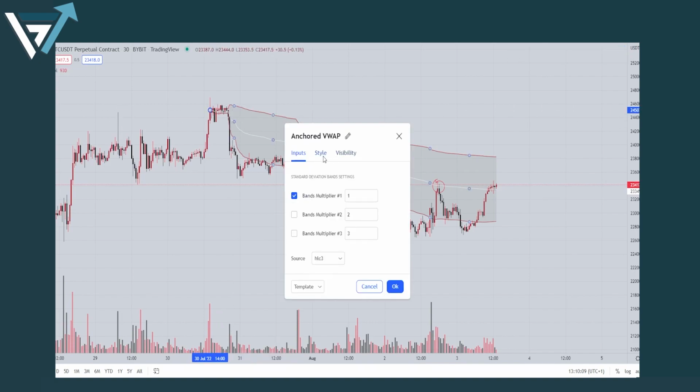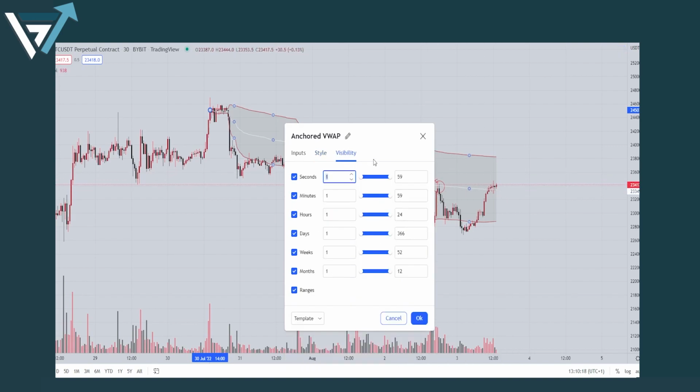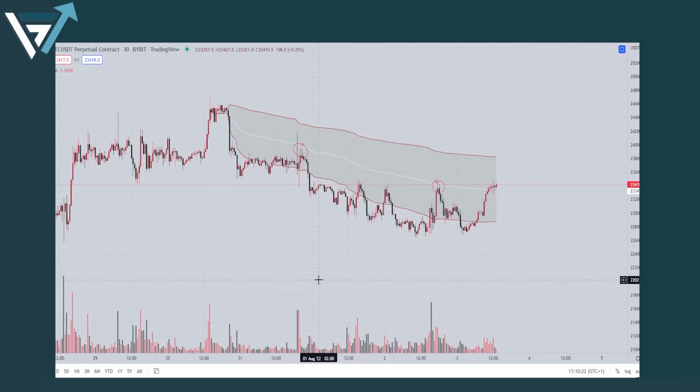Moving back to the settings once more, style, you can have the style of choice. I'm using red as our top VWAP and bottom VWAP, and then white as our VWAP itself, and then visibility settings remain unchanged. So that's how you bring the VWAP up, and those are the settings I'm using.